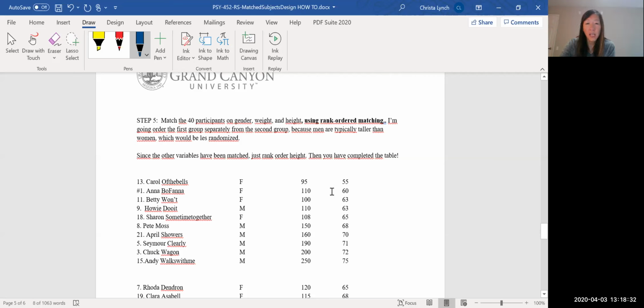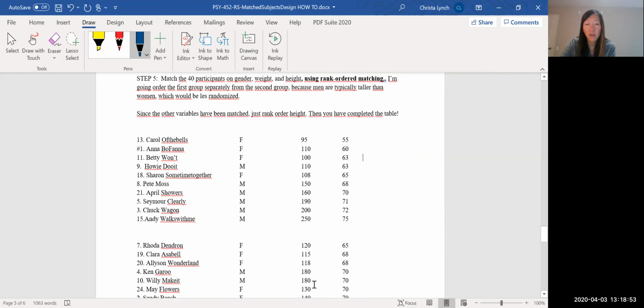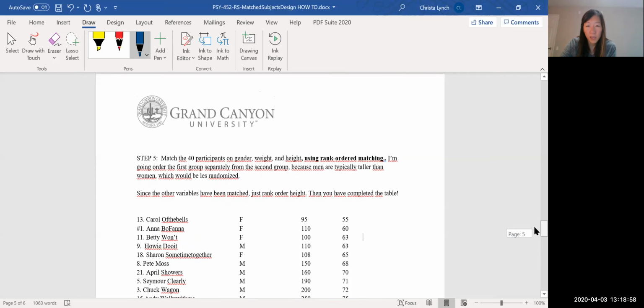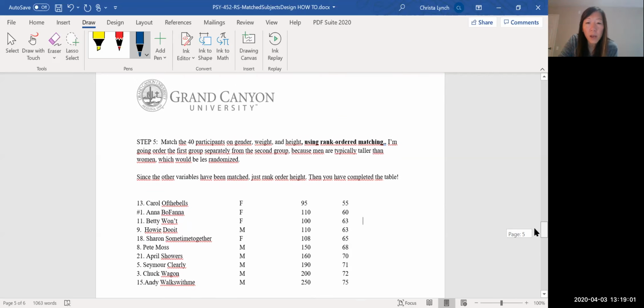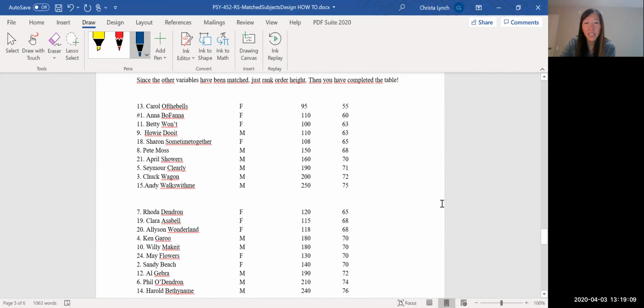What I mean by that is that I'm going to rank order just by height. So rank order just by height within this group, and then rank order just by height within this group. Instead of rank ordering all the way down, I'm going to rank order within each group. And so there's my rank order, and I have completed the table.